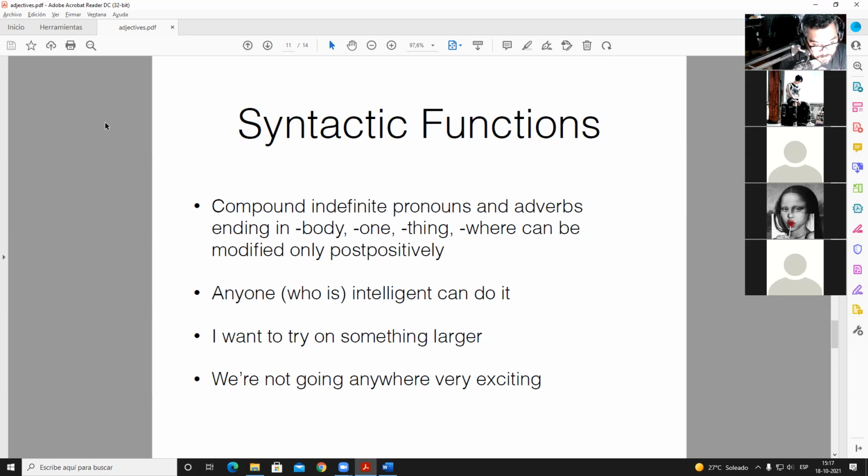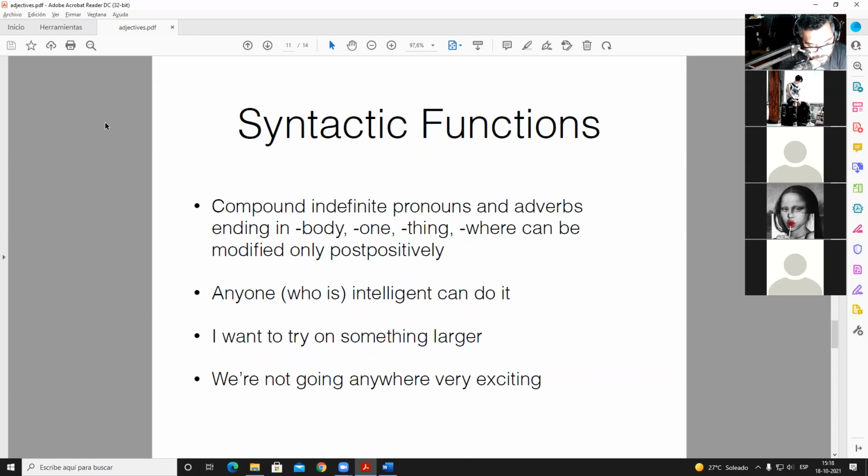Second example, I want to try on something larger. In that example, you can see how something is a pronoun. I want to try on what? Something larger. Something is a pronoun because it's replacing an entity. I prove it because something larger answers the question of what. What do I want to try on? Something larger. Therefore, it's a noun phrase. And as something is a compound indefinite pronoun, I can have the comparative adjective right after it.